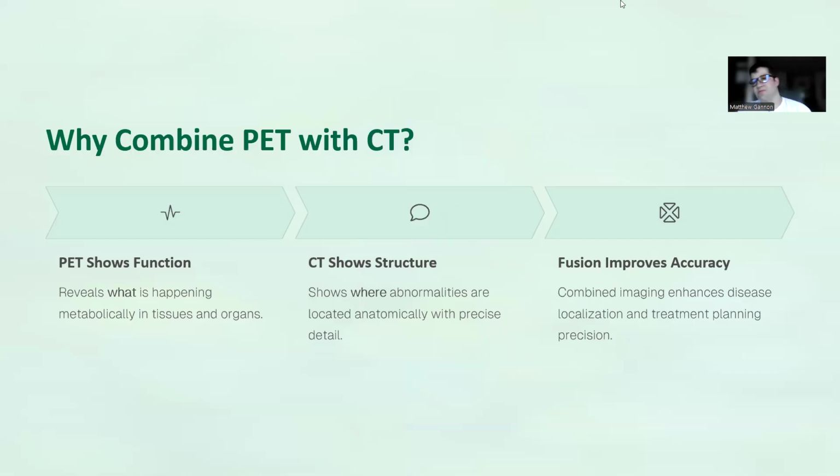Why combine PET with CT? I think I've been talking about this from the beginning. PET reveals what is happening metabolically in tissues and organs. The CT shows the structure, all the anatomy, and the fusion improves accuracy because you can see those hot spots inside different areas of the anatomy. It's also a great tool they use to plan treatment options, whether it be surgery, an invasive implant, or things of this nature.